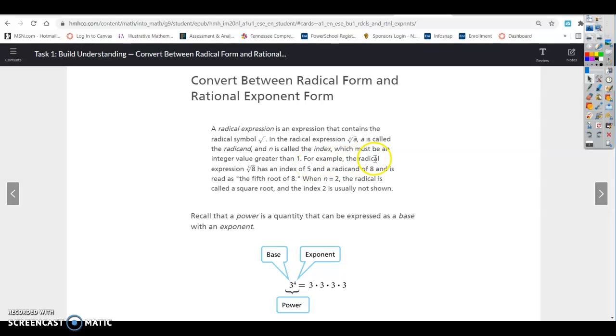For example, the radical expression, fifth root of 8, has an index of 5 and a radicand of 8, and is read the fifth root of 8. When n equals 2, the radical is called a square root, and the index 2 is usually not shown. So if it's got an index, then whatever that index is, that's the root. If you just see this symbol, that's known as just a square root.